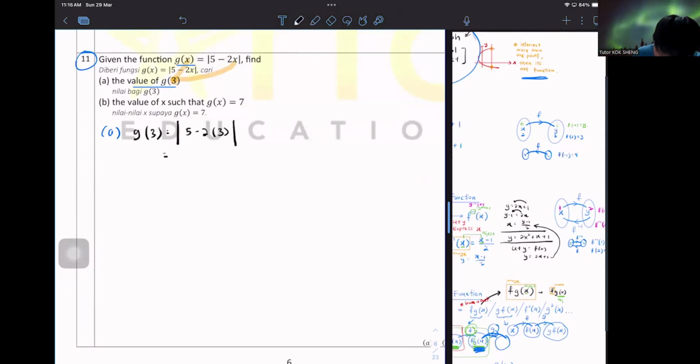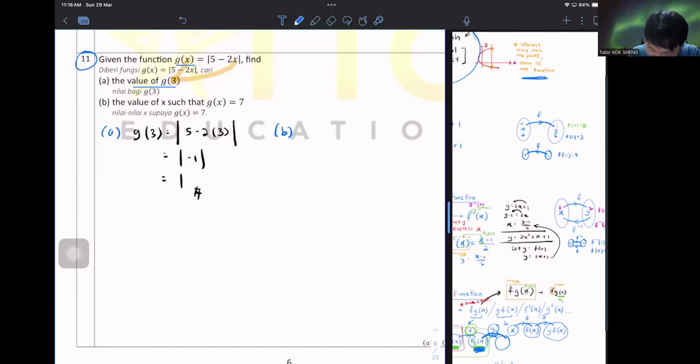So 5 minus 2 times 3, you will get negative 1. Modulus becomes positive 1. Siap. Yes, I'm faster. I got the answer first.